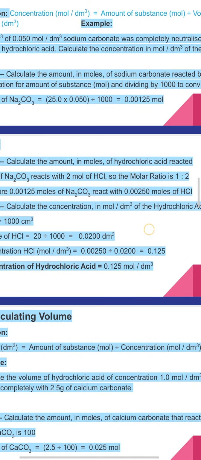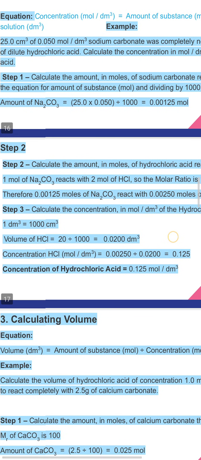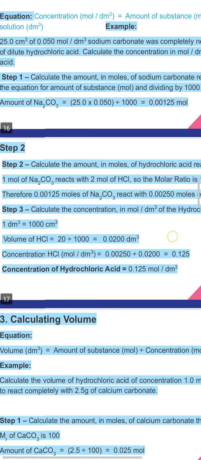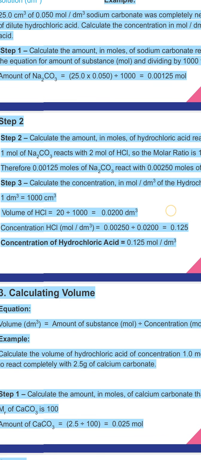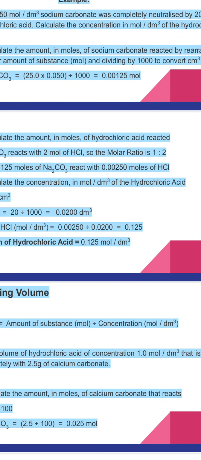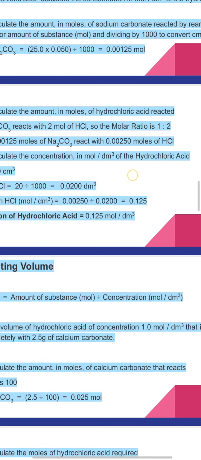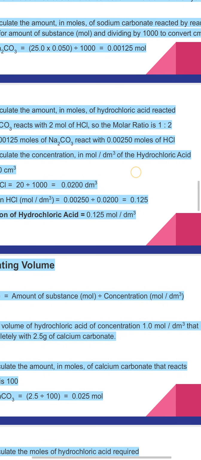Step 3. Calculate the concentration in moles per decimeter cube of the hydrochloric acid. 1 decimeter cube is equal to 1000 centimeter cube. Volume of HCl equals 20 divided by 1000, that will be 0.0200 decimeter cube, and concentration of HCl in mole per decimeter cube will be 0.00250 divided by 0.0200, that will be 0.125. So the concentration of hydrochloric acid is 0.125 mole per decimeter cube.